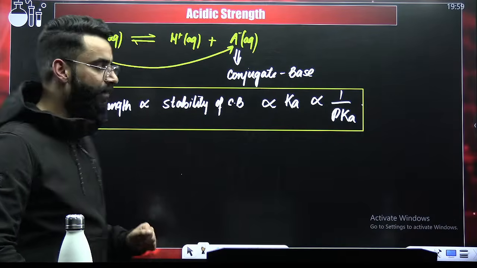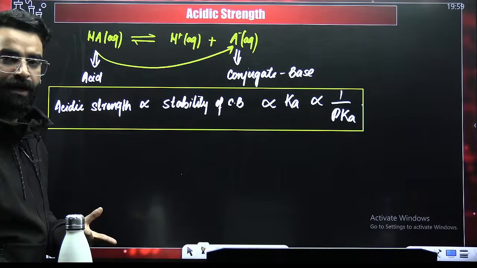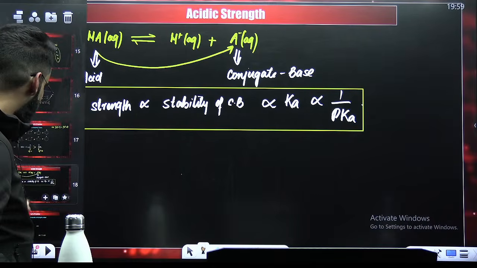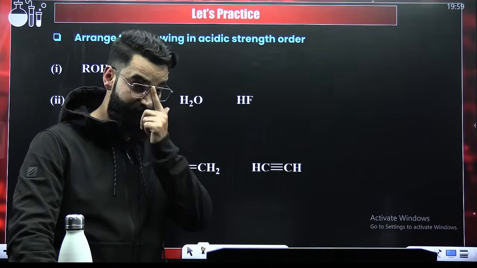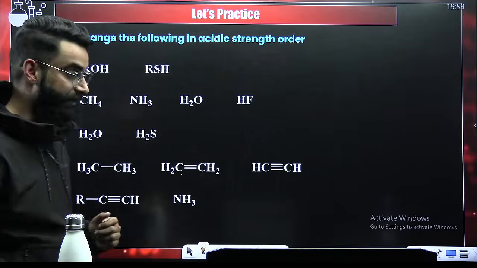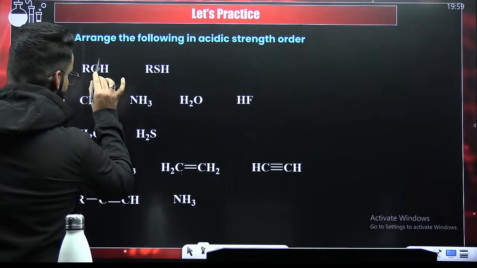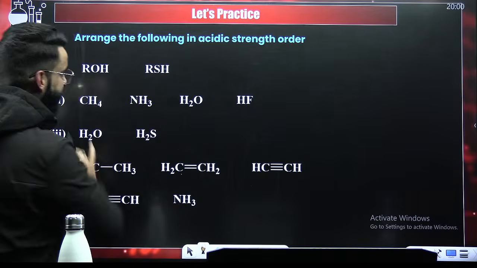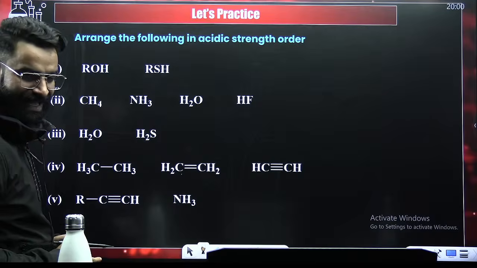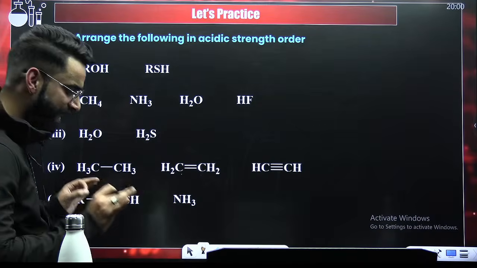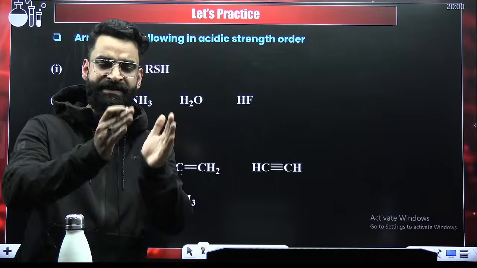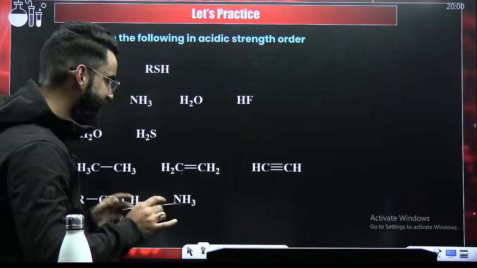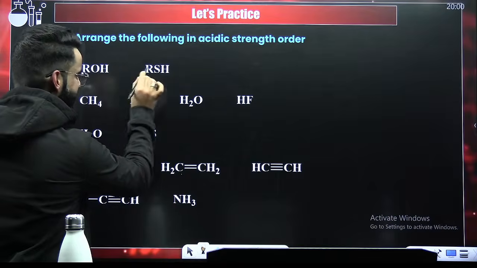Now try to understand very carefully how I'll be using this concept to solve questions based on acidic strength. See guys, I have to compare the acidic strength of these two acids. What will I be doing? Acidic strength of an acid is directly proportional to the stability of the conjugate base. So let's make the conjugate bases of these acids.